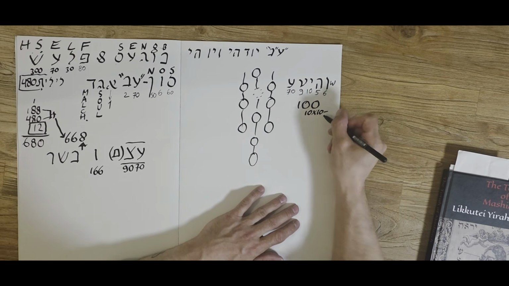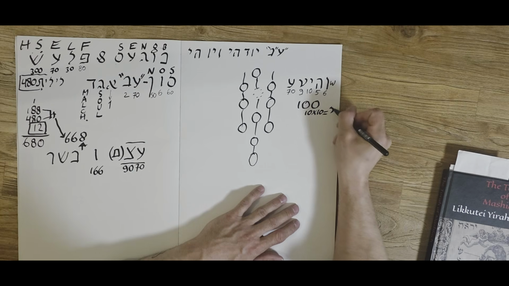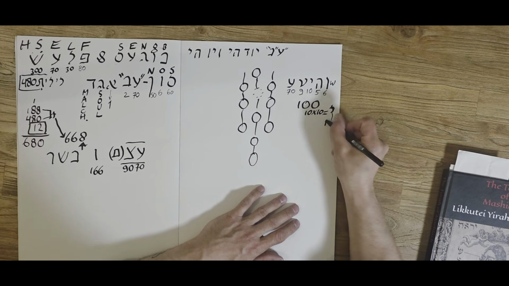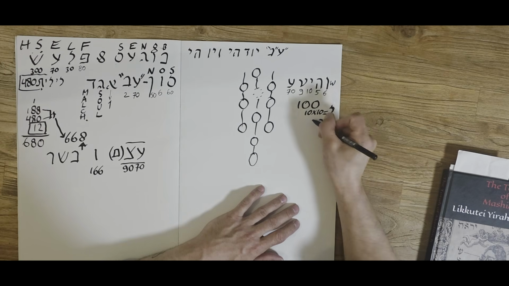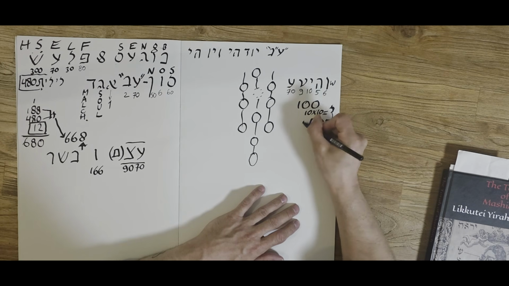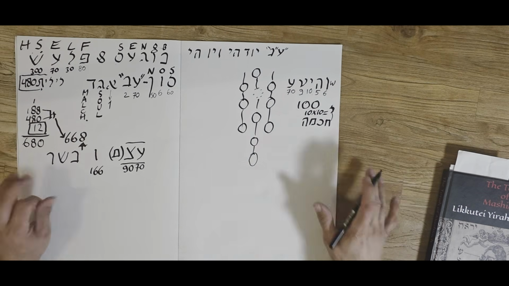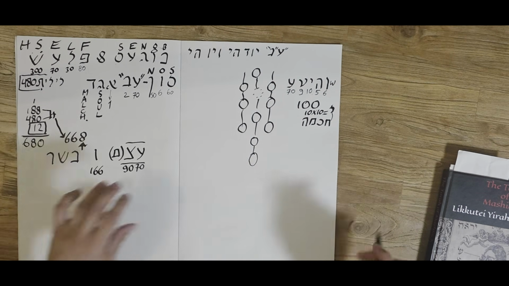And 10 is yud. And the base of the yud is Chokhmah. Chokhmah. There's no such thing as coincidences, okay? We cannot emphasize that enough.